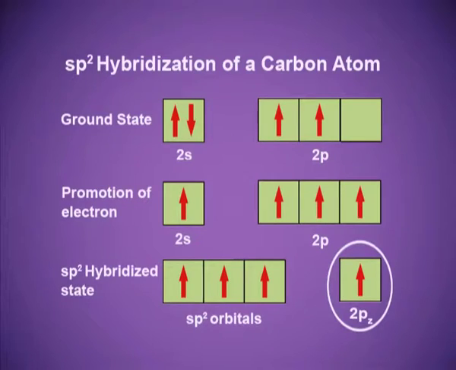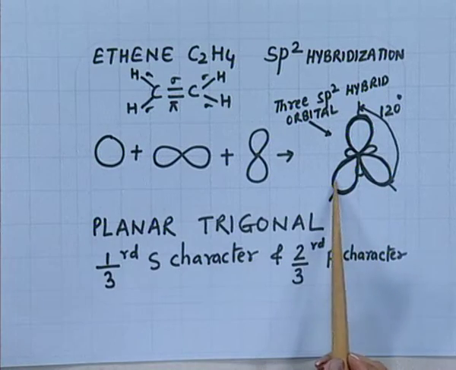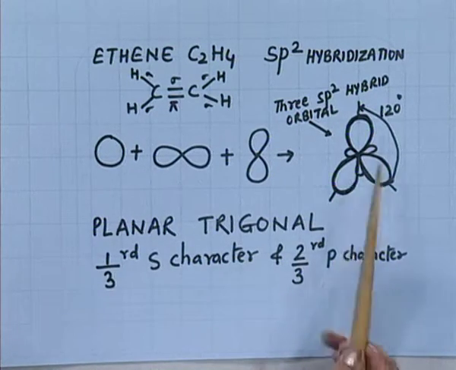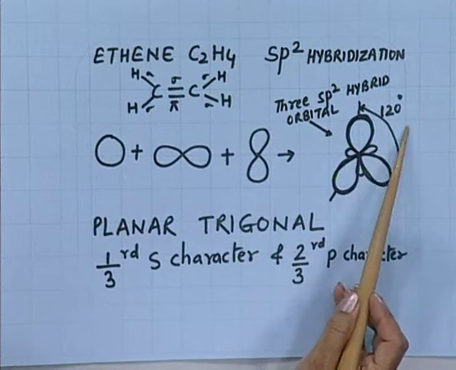In ethene, the sp2 hybridization is there. The 2s and two 2p orbitals will intermix and 1 p orbital will remain unhybridized. They will hybridize to give 3 sp2 hybrid orbitals, which will orient themselves in a trigonal planar shape with a bond angle of 120 degrees. Let me show you through this. These are 3 sp2 hybrid orbitals with a bond angle of 120 degrees.